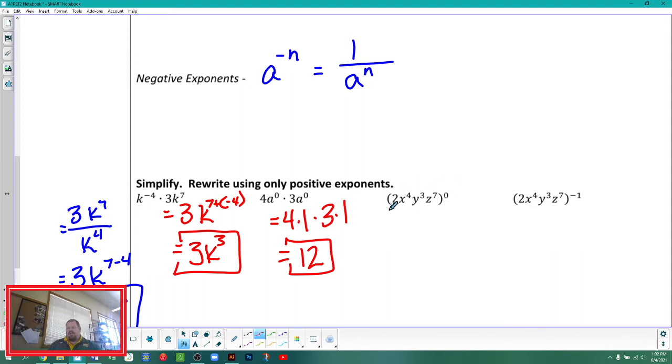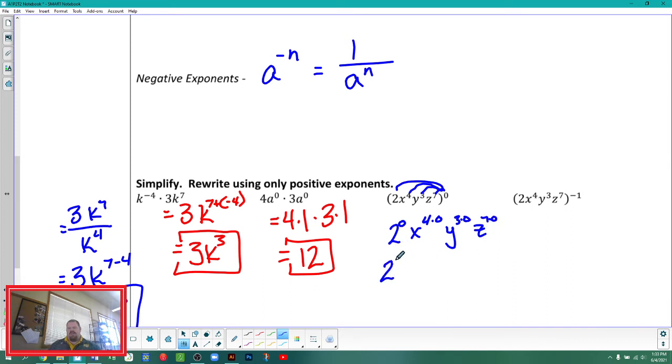There's a couple ways that you could look at this one here. I'm going to look at it, I guess, 2 ways also. I could think to myself, okay, that exponent of 0 has to be shared to everything. Think of it as being airdropped to everything in the parentheses. So that's 2 to the 0, x to the 4 times 0, because this is a power to a power, y to the 3 times 0, and z to the 7 times 0.